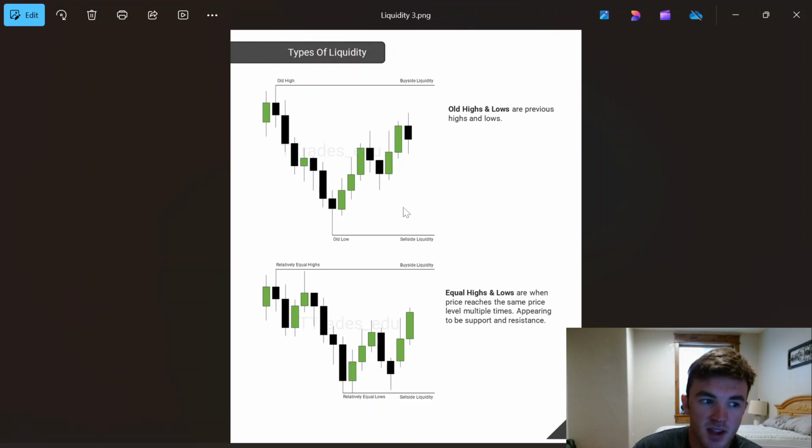Something else that is worth noting is anytime you have relatively equal highs, this represents a very strong liquidity target. The market tends to run through equal highs and equal lows even more often than it does a regular high or a low. So they're even a better target for price to run through those highs and those lows.